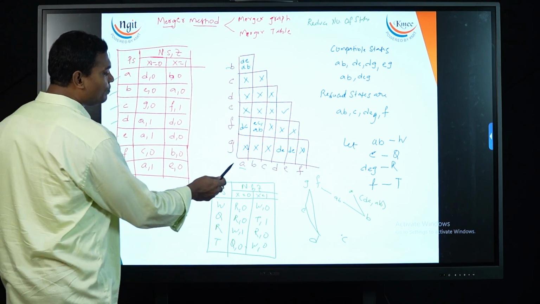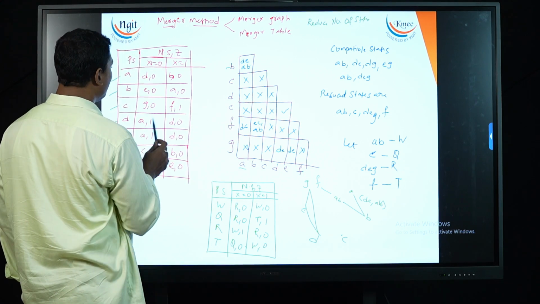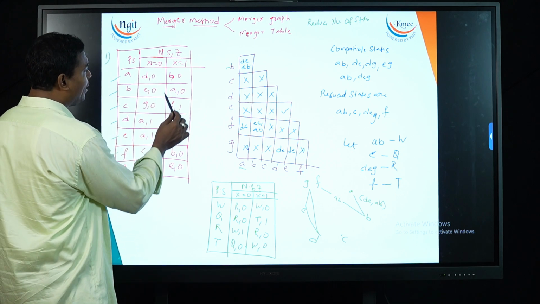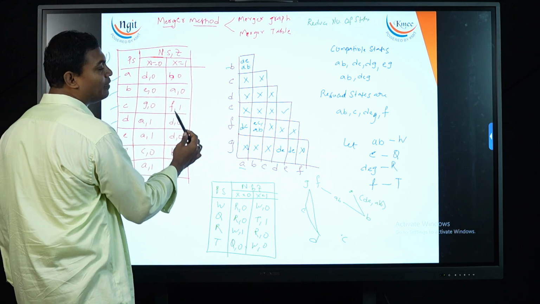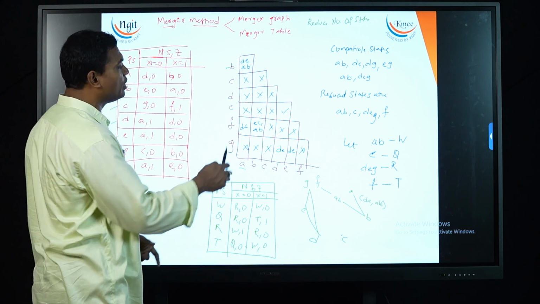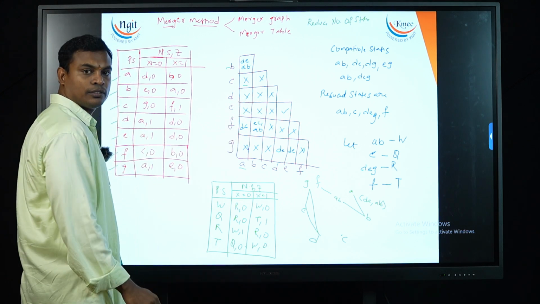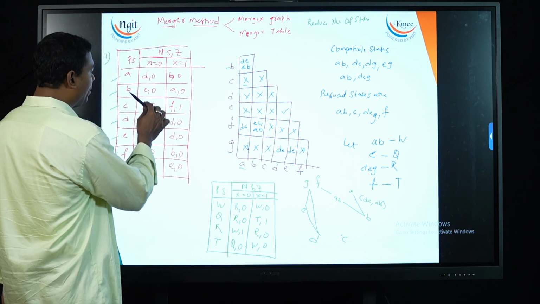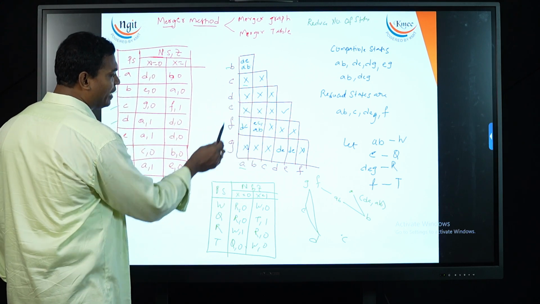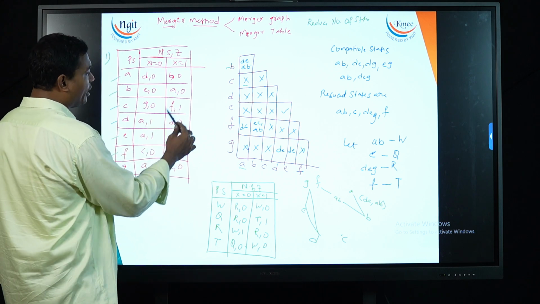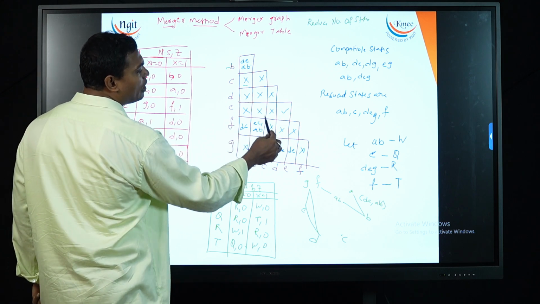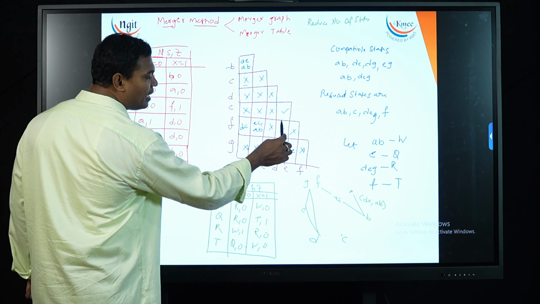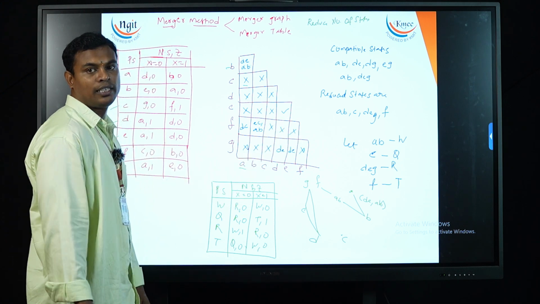Now coming to A and C. If you observe, this is 0 and 1, 0 and 0, this is 0 and 1, meaning the outputs differ. So it is not compatible, and I mark it with a cross. Next, B and C: comparing them, 0, 1, not compatible. Next, D and A, not compatible. So I write all the incompatible states with a cross mark and compatible states with a tick mark.